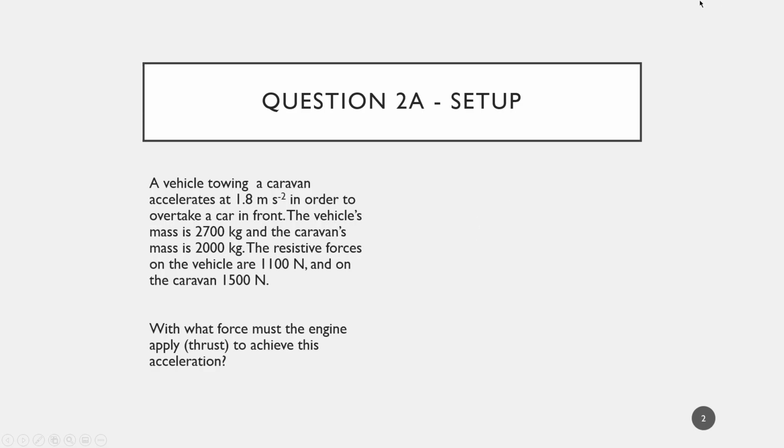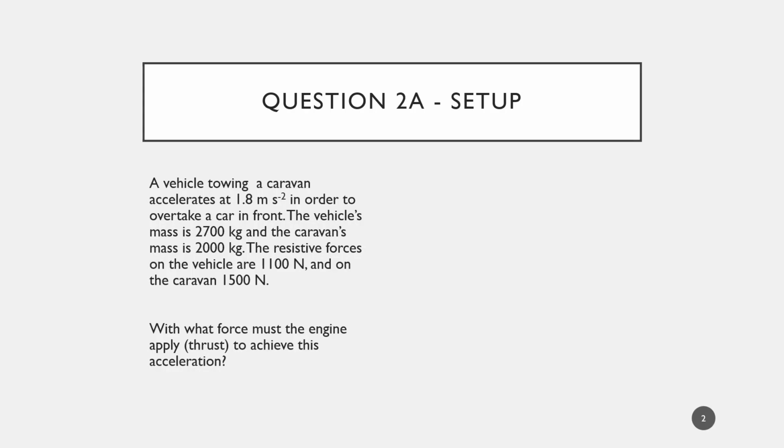A vehicle towing a caravan accelerates at 1.8 meters per second squared in order to overtake a car in front. The vehicle's mass is 2,700 kilograms and the caravan's mass is 2,000 kilograms. The resistive forces on the vehicle are 1,100 newtons and on the caravan 1,500 newtons. With what force must the engine apply, or thrust, to achieve this acceleration?